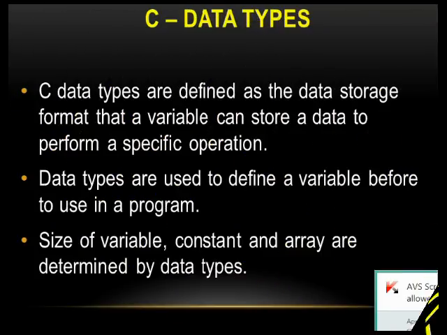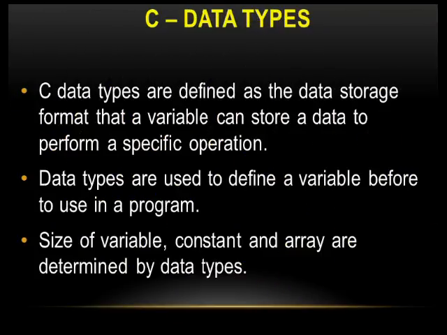So, here's a brief explanation about C data types. C data types are defined as the data storage format that a variable can store to perform a specific operation. Data types are used to define a variable before using it in a program. The size of a variable, constant, and an array are determined by the data types.